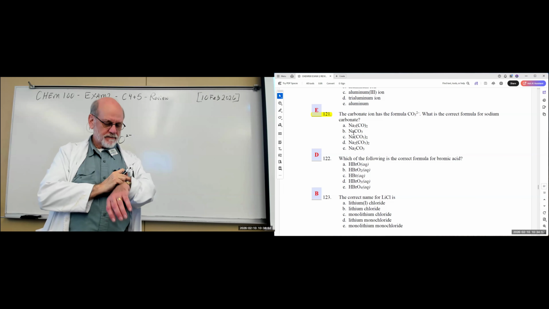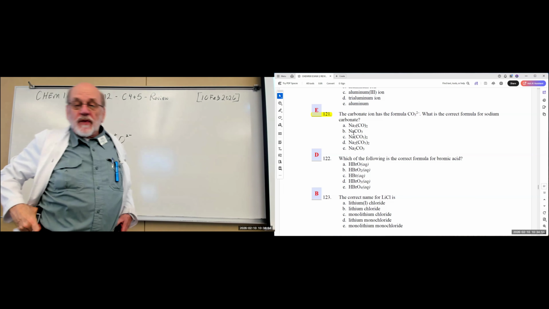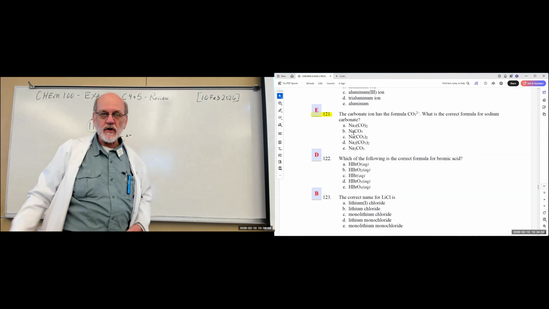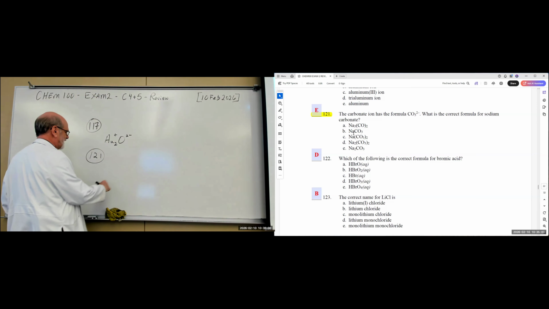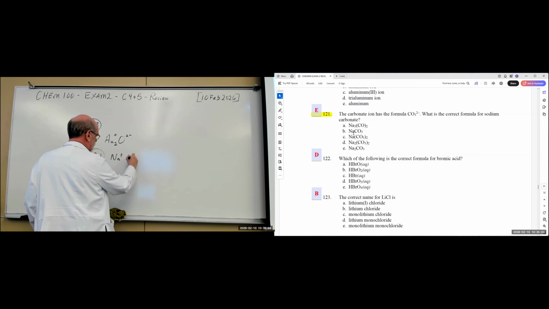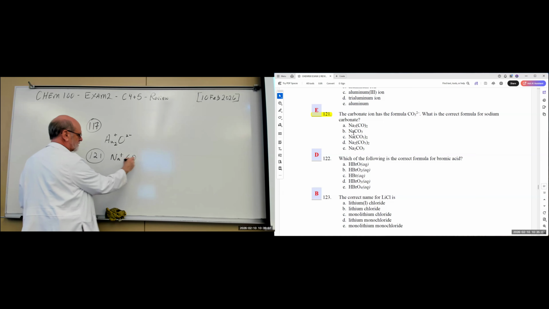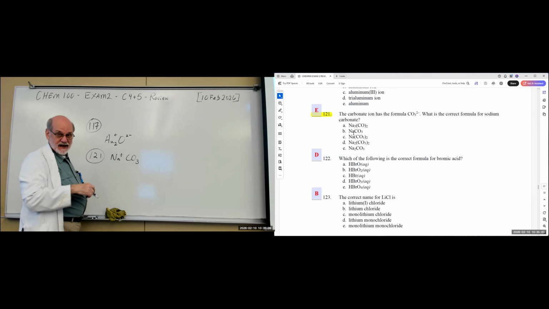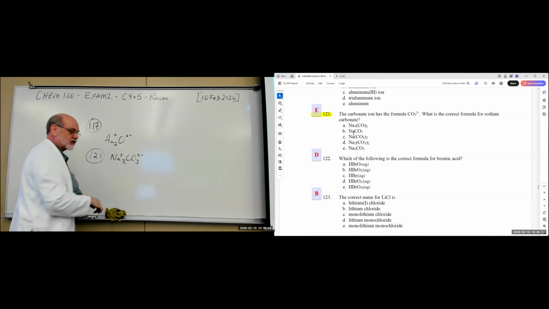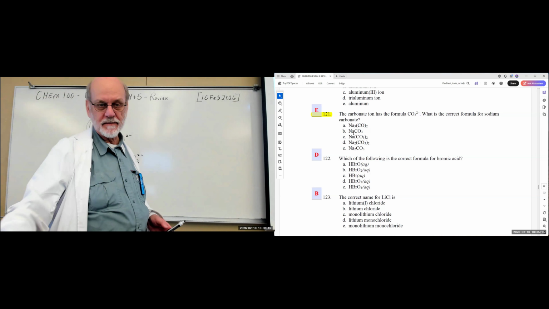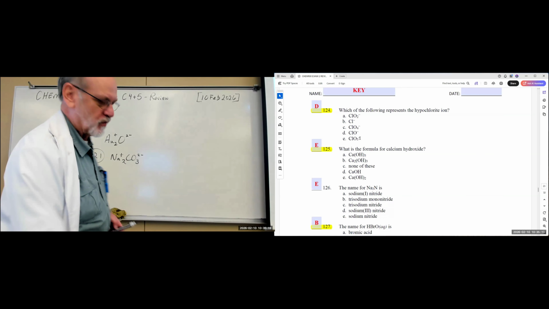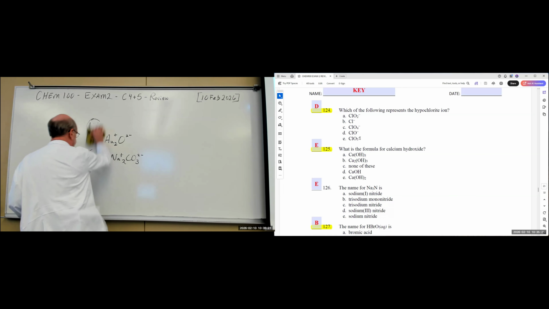The carbonate ion has the formula CO3 2 minus, right? A polyatomic ion. What is the correct formula for sodium carbonate? Okay. Sodium always has a +1 charge. Carbonate has a 2 minus charge, so we need a 2 here. Na2CO3. 124.